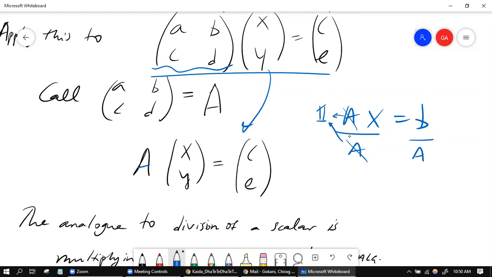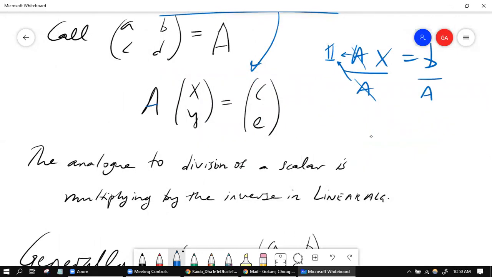The only thing is we can't really divide by a matrix. When you have a matrix equation, you can't just divide by a matrix. Matrix division is not defined. But there is an analog to division, and the analog to division is the multiplication of an inverse, what is called an inverse matrix.